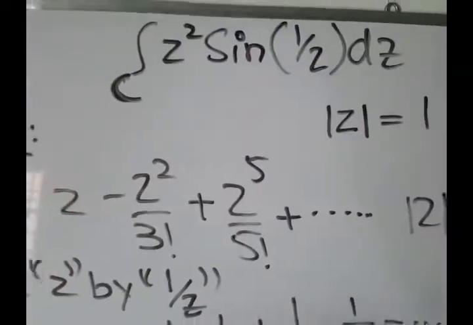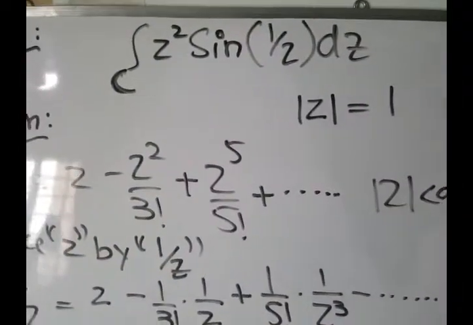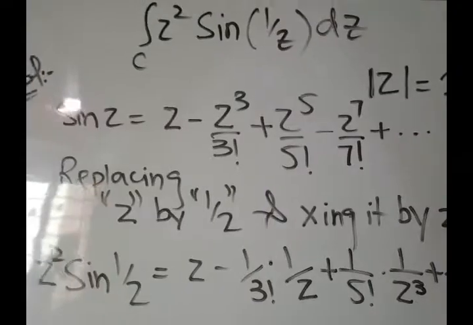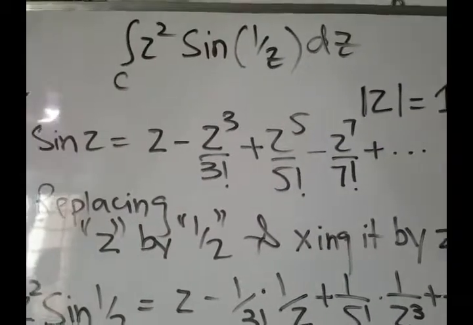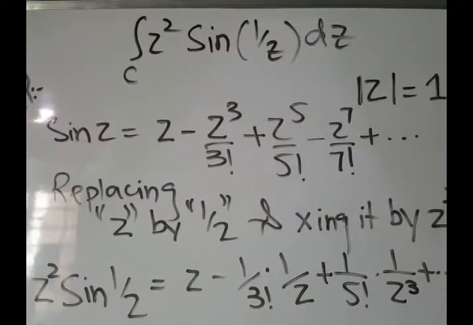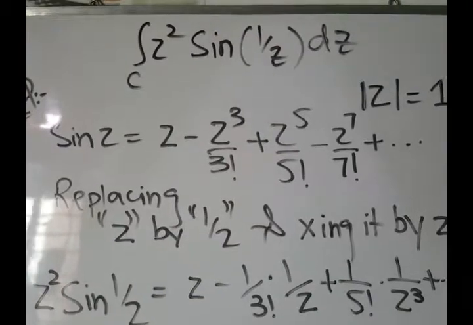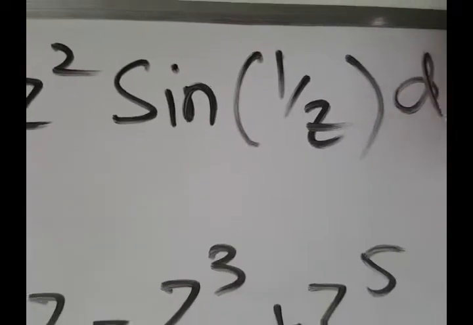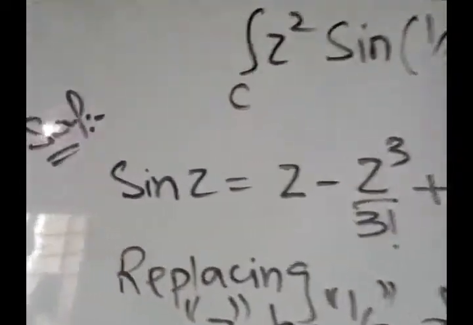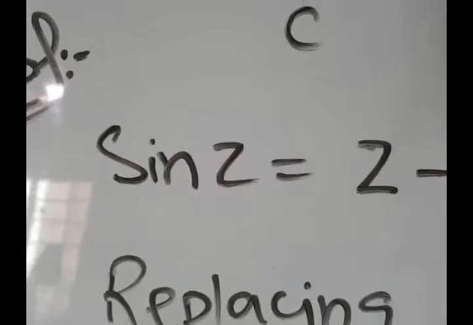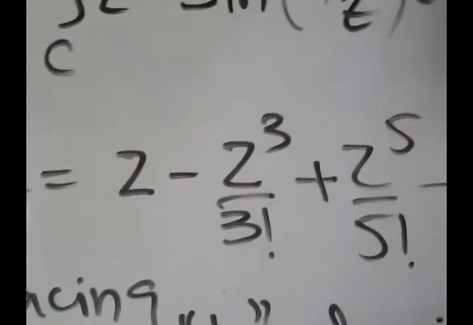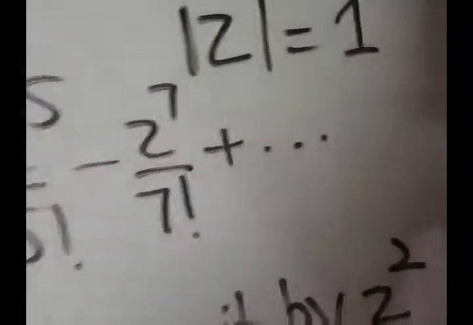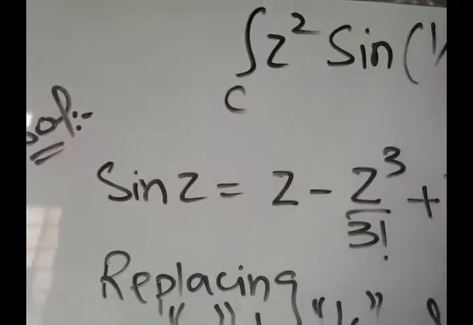So residue theory helps us to evaluate these sorts of integrals. What we are going to do is express the expressions involved in our integral in the form of their series expansion. We have two expressions here, one is z square and the second one is sine 1 by z. We are going to write the series expansion for sine of z. We already know sine of z is expressed as z minus z cube by 3 factorial plus z5 by 5 factorial minus z7 by 7 factorial plus so on. This is basically the series expansion for sine of z.